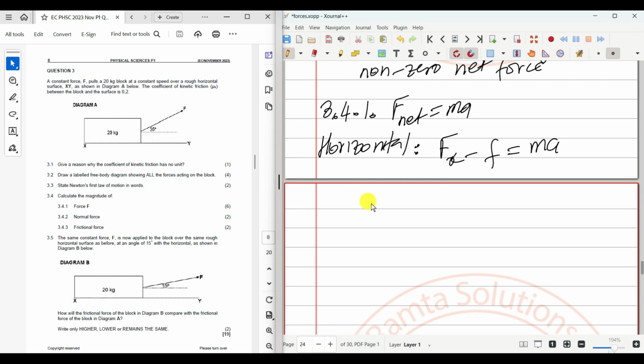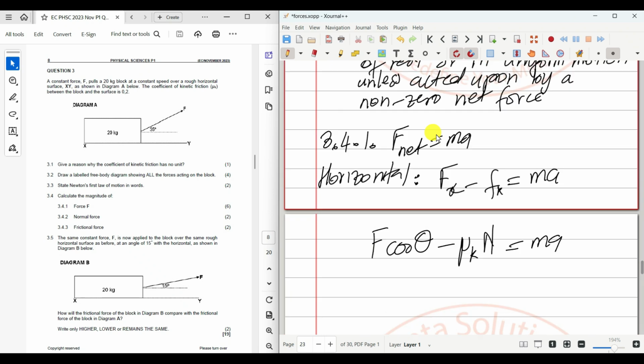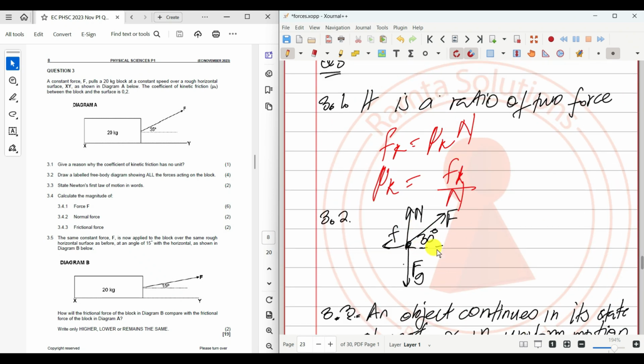So what do we say? If you recall, this is kinetic friction. So we say this will be F cos theta minus mu sub k multiplied by the normal equals ma. In fact, it's not mg. I don't know why I'm saying mg. It's not the gravity, it is the force. It is the applied force. So the horizontal component of the applied force, as you can see, it is here. It'll be cosine because it's adjacent over hypotenuse, hence it's cos.